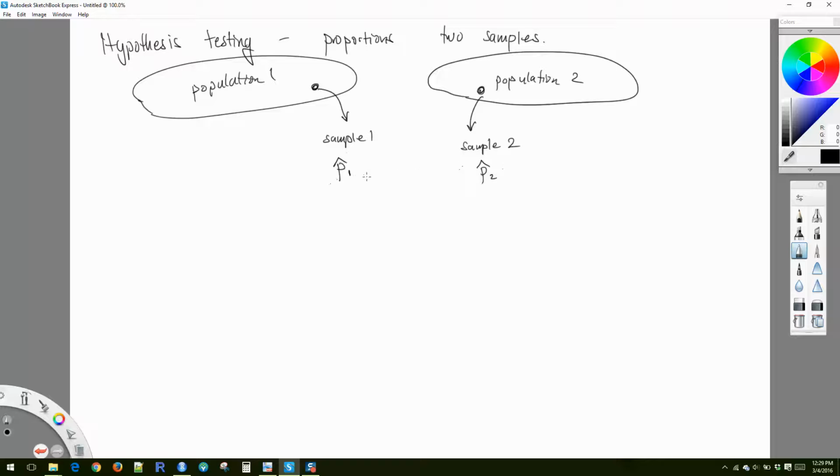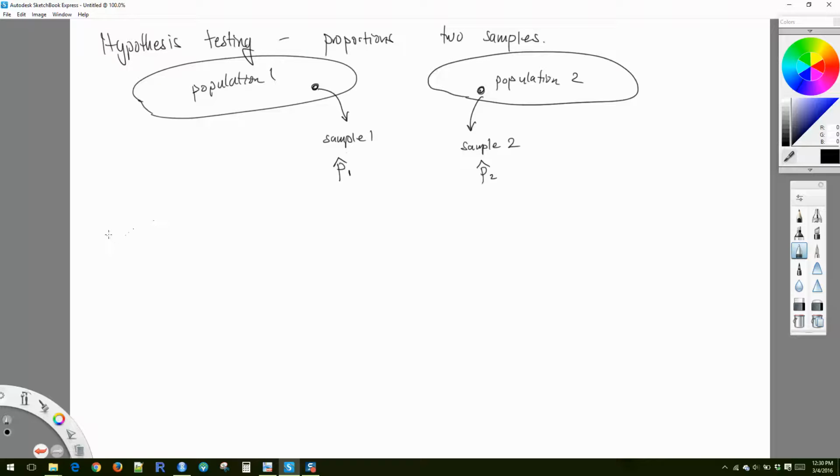And these 2 proportions are most likely going to be different, right? If you take 2 random samples, even if you're taking them from the same population, it's very unlikely for you to get the exact same proportion both times. And so the question is, if p-hat 1 and p-hat 2 are different, are they different enough for me to conclude that population 1 and population 2 have different proportions? Or is it still possible for the 2 populations to have the same proportion?